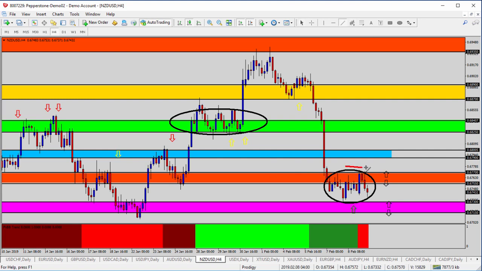Our risk and our stop loss will go above the orange zone. That way, if the market changes its mind and goes back up rather than continuing to go down, we limit the impact to our trading account this week for the New Zealand dollar.